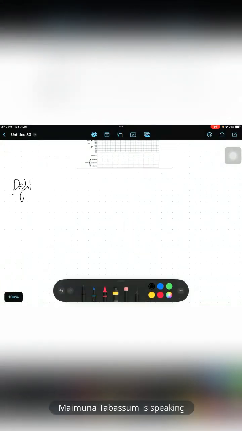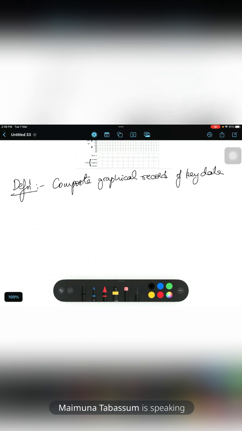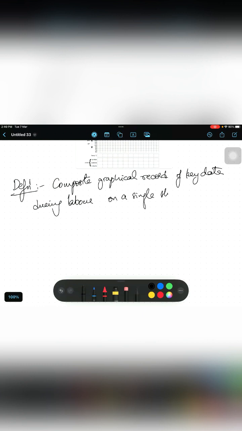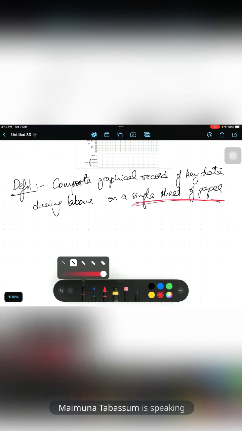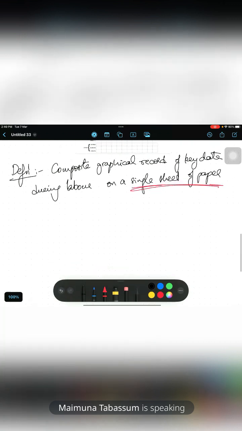It is a composite graphical record of key data during labor, entered against time on a single sheet of paper. On a single sheet of paper is important. So this is the composite graphical record of the key data during labor on a single sheet of paper.